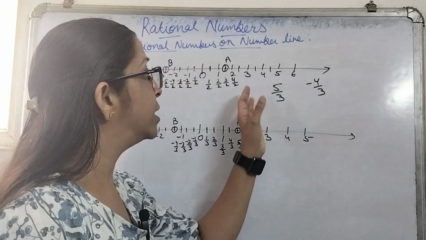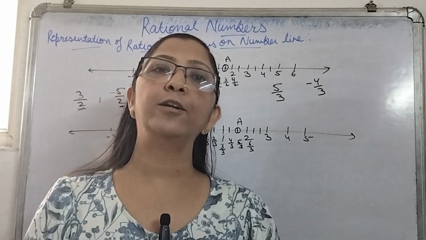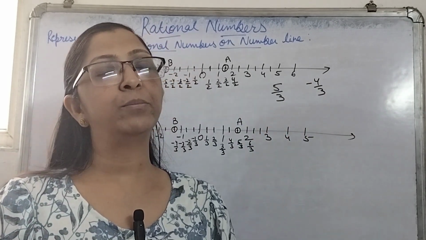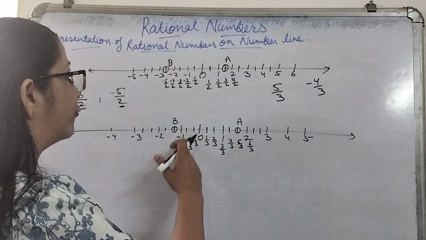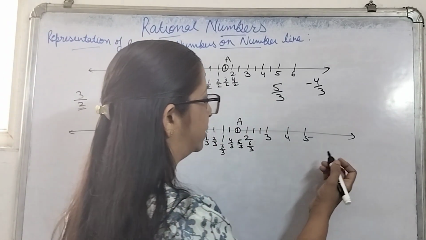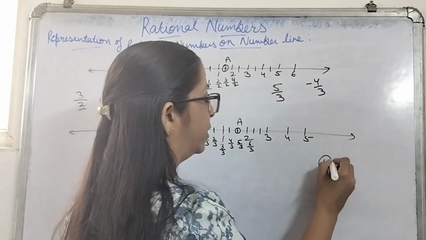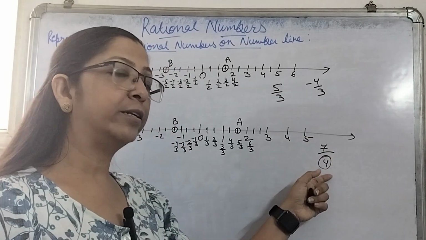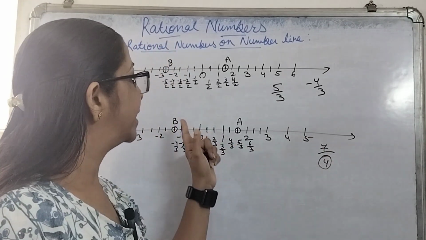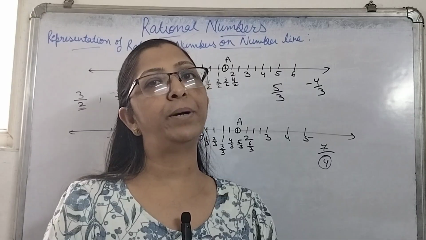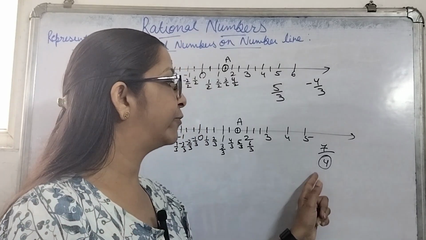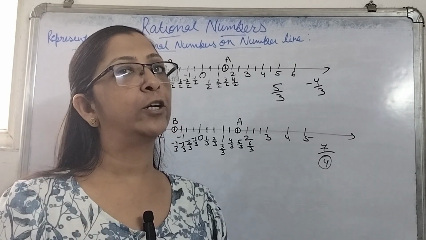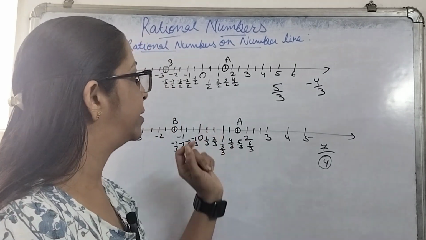So what we need to do is, first of all, check what the denominator is. Whatever the denominator is, we will divide the unit distance into that many equal parts. Suppose your number is, say, 7 upon 4. So here the denominator is 4. What we will do is divide every unit distance into 4 equal parts. And every small part will be representing 1 upon 4. The second will be your 2 upon 4, then 3 upon 4. Then 1 will be representing your 4 upon 4, because 4 upon 4 could even be written as your 1.